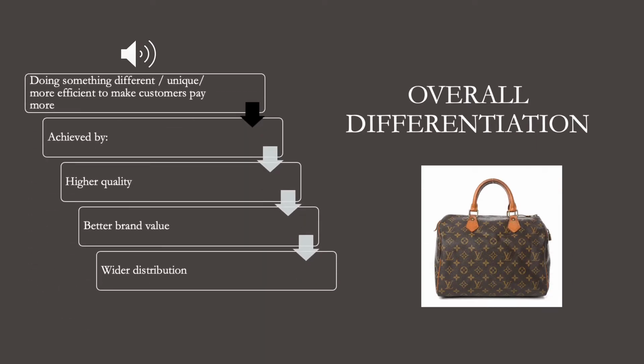The second strategy is the overall differentiation. In this scenario, the objective is to do something different or unique and having an exclusive clientele willing to pay for the difference. To be successful in this strategy, the company must offer products with high quality, with better brand value, and having a worldwide distribution. Just a few companies achieve this success with this strategy. For example, Apple, Mercedes-Benz, or Louis Vuitton.